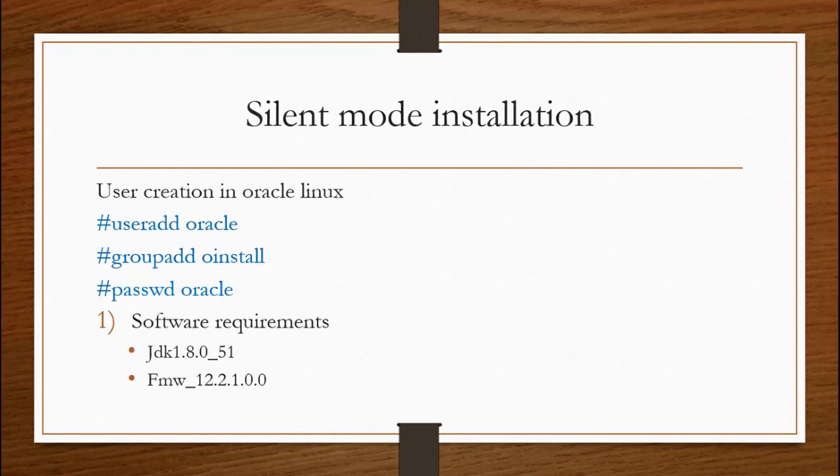Next step is the WebLogic server installation steps. First, in Oracle Linux, you need to create a user account, password and group name. These are the steps to create the user account. Once the account creation is completed, next are the software requirements. You need to download the JDK 1.8.051 and the WebLogic coherence version. You must download these two things.